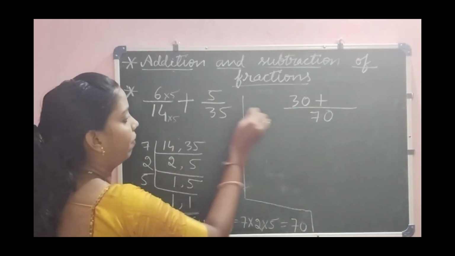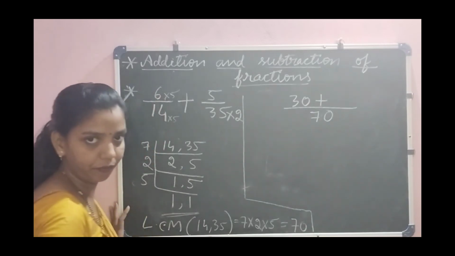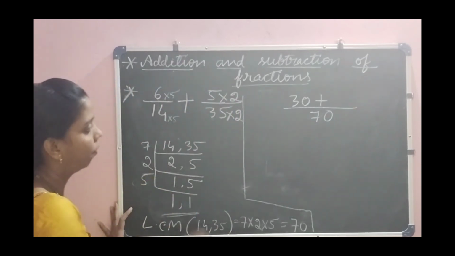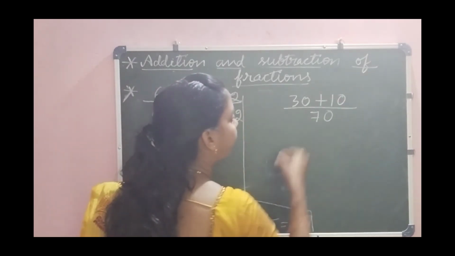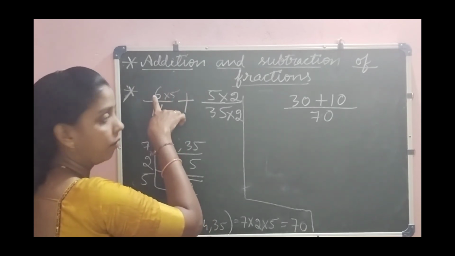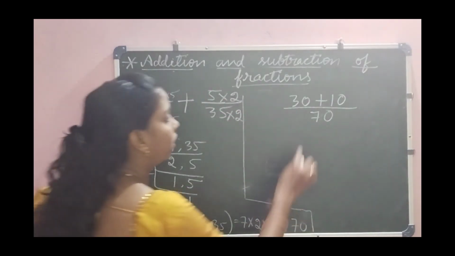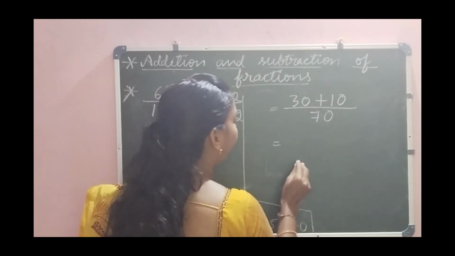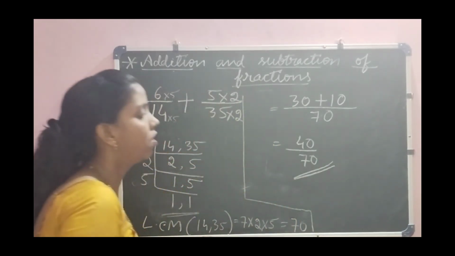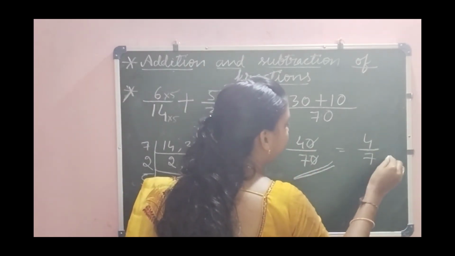Next, 35 and here 70. How can we make it equal? By multiplying 2. 35 2s are 70. So when you multiply the denominator, the same number you have to multiply to the numerator. 5 2s are 10. So 14 5s are 70, multiply 5 here, 6 5s are 30. 35 2s are 70, multiply the same number here, 5 2s are 10. Now 30 plus 10, that is 40. 40 divided by 70. So what fraction did you get? 40 by 70. If you cut these zeros, you will get 4 by 7. Answer.